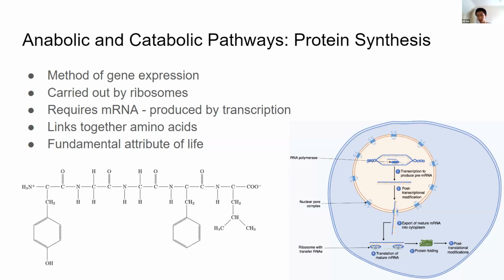There are 20 amino acids, and they can be linked together in many different ways. The way the cell knows how to link together the correct amino acids is by using a molecule called mRNA, which stands for messenger RNA. It's produced by a process called transcription from DNA. Basically, mRNA tells the ribosome what amino acids to put together and where, and as a result, you get the finished linking together of the amino acids.